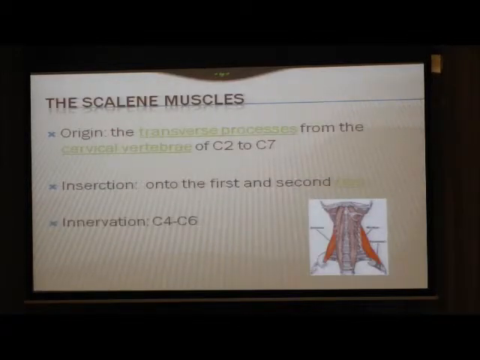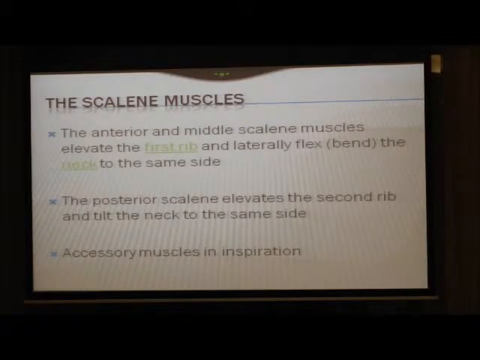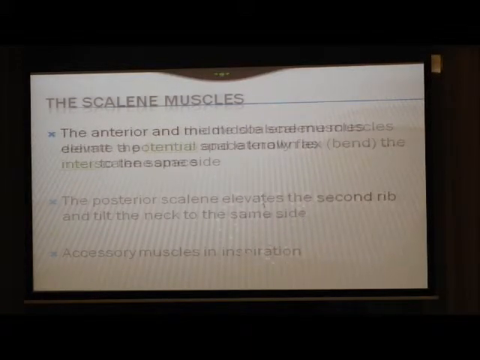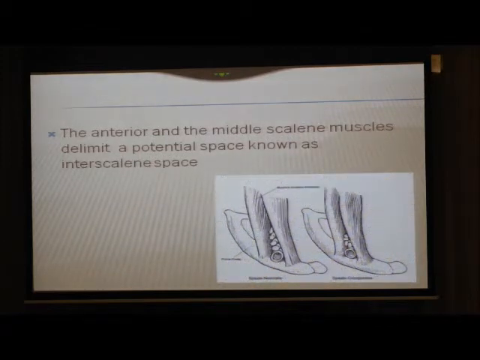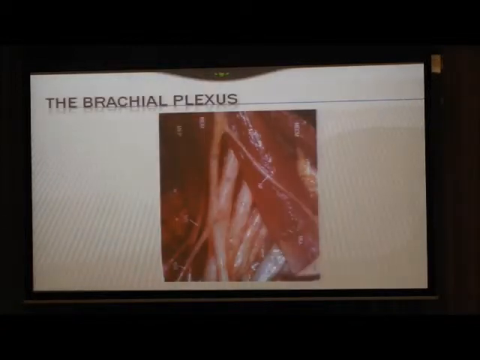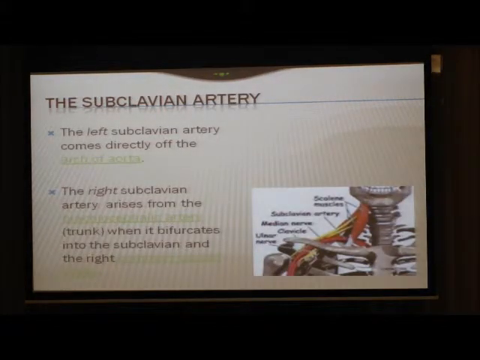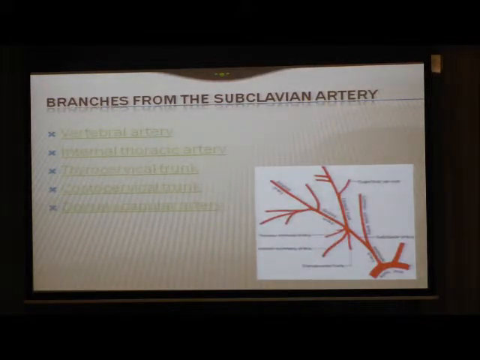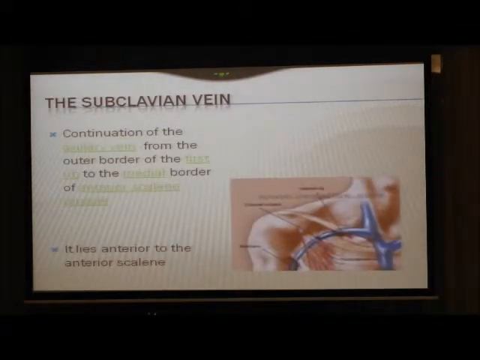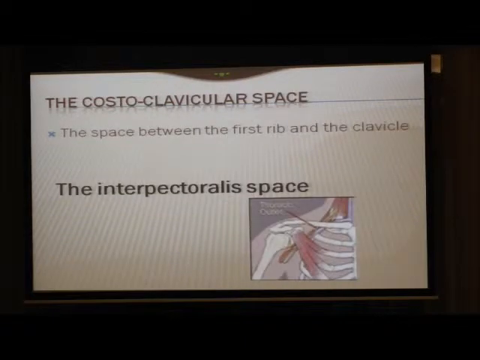anterior. The scalene muscles are accessory muscles in inspiration, and the anterior and the middle scalene delimit a potential space which is known as the interscalene space, where you have the brachial plexus and the subclavian artery. So here you have the brachial plexus, and remember that the subclavian artery is behind the scalenus anterior, whereas the subclavian vein is actually anterior to the anterior scalene.